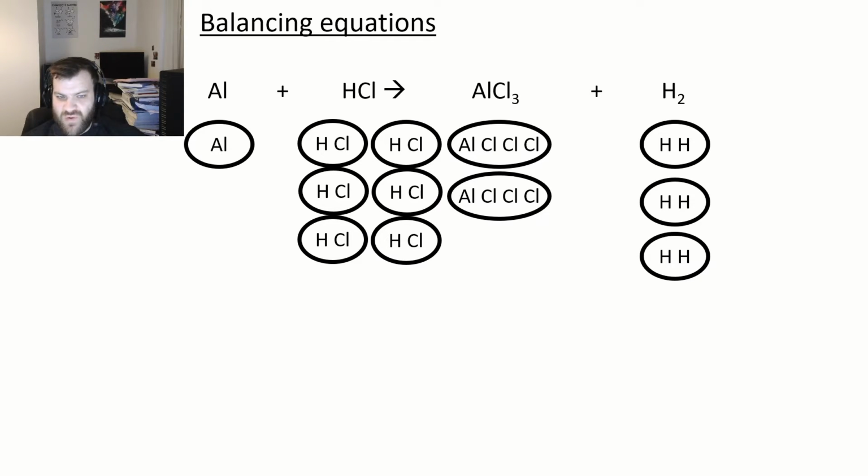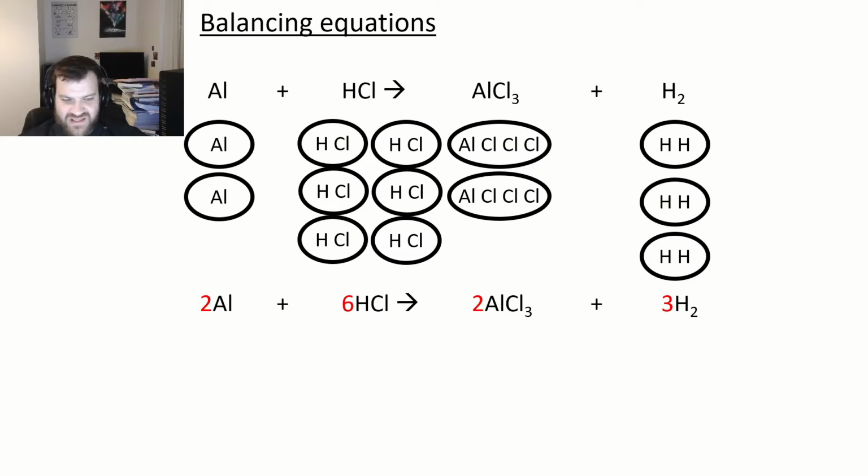side. Once we've done this, we need to add a second aluminium chloride to make sure our chlorines stay balanced on both sides. And we need to add a second aluminium to the left to make sure we've got the same numbers of each atom on both sides. And we then write this as 2Al plus 6HCl reacts to give 2AlCl3 plus 3H2.